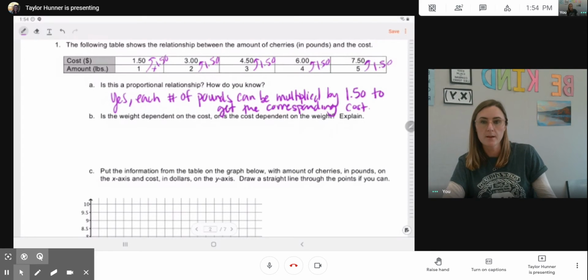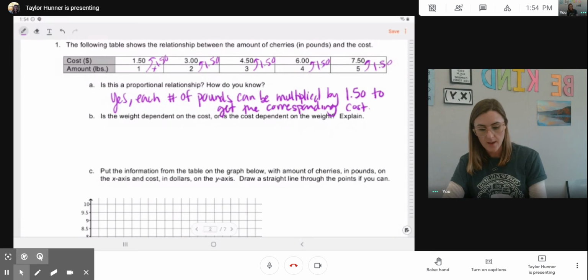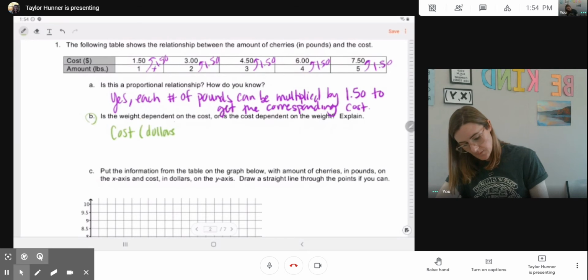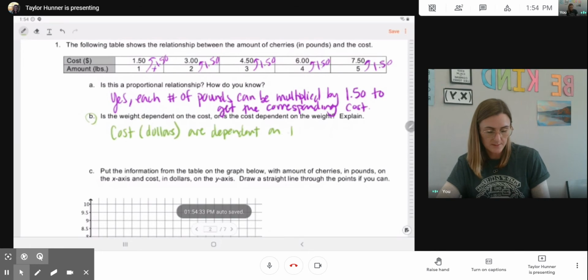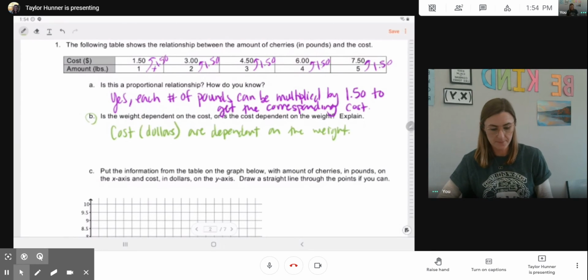cost. The next one, is the weight dependent on the cost, or is the cost dependent on the weight? So what depends on what? And I think about this as we're going to buy fruit at the store. How much we pay depends on how much that fruit weighs. So the cost, or the dollars, are dependent on the weight, right? The weight of the cherries does not depend on how much we pay. It's the cost that depends on the weight.